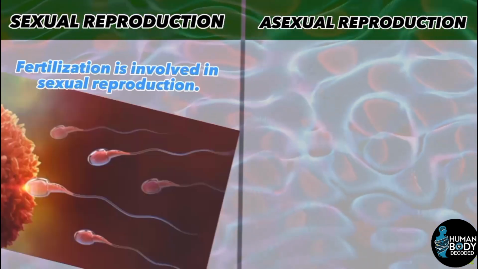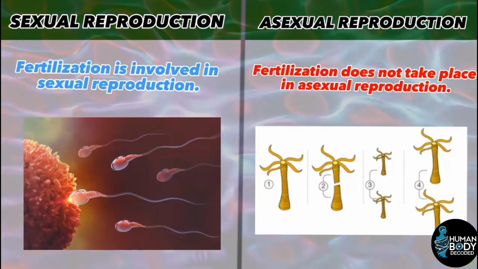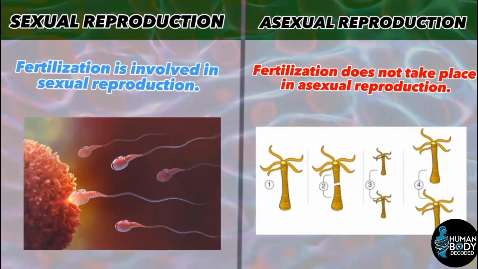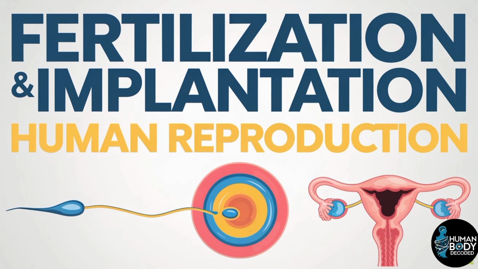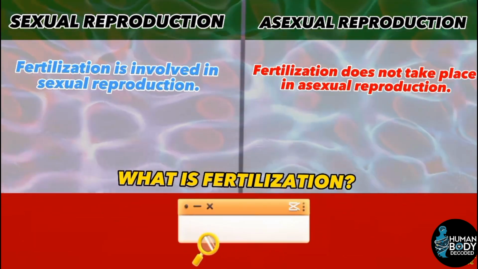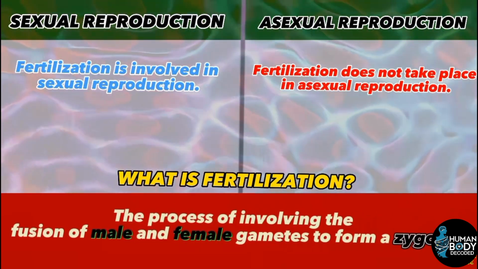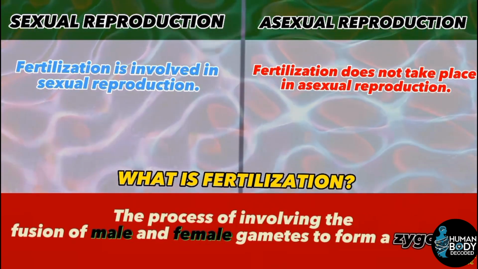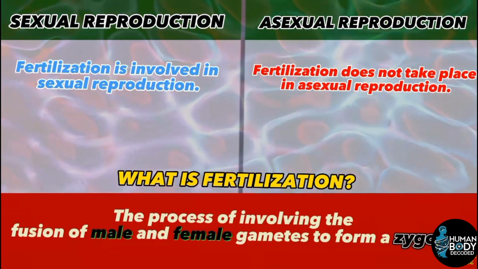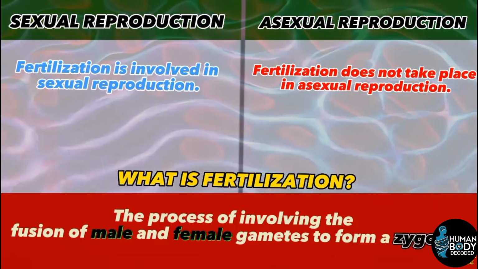Difference number 4. In sexual reproduction, fertilization occurs. But in asexual reproduction, there is no fertilization. What is fertilization? I've already made a detailed lecture on fertilization, which you can watch on my channel. I'll also provide a link in the description. But to briefly explain, fertilization is a process in which the male and female gametes, meaning the male sperm and female ovum, fuse together to form a zygote. This process is what we call fertilization.